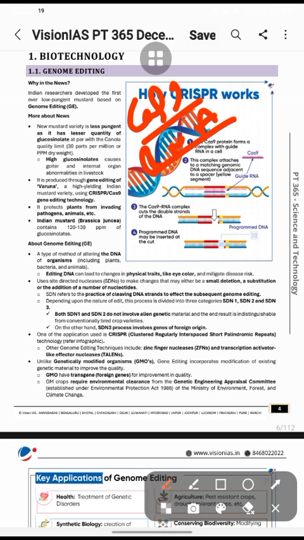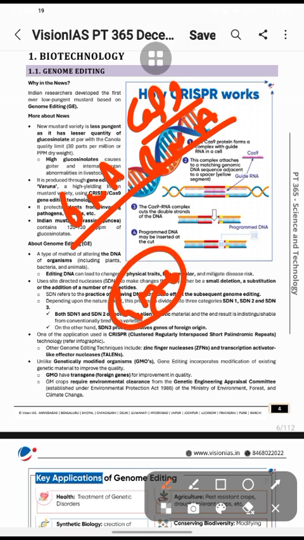Indian mustard, Brassica juncea, was edited, a method of altering the DNA. The editing of DNA can change physical traits like eye color, mitigate disease risk, and enable detection, and the practice involves cleaving the DNA strand to affect the subsequent genome. That depends upon SDN, and that was CRISPR. CRISPR, zinc finger nuclease, and transcription activator-like nucleases are gene editing tools, unlike a genetically modified organism, where the modification is incorporated. GMO is an improvement in quality.